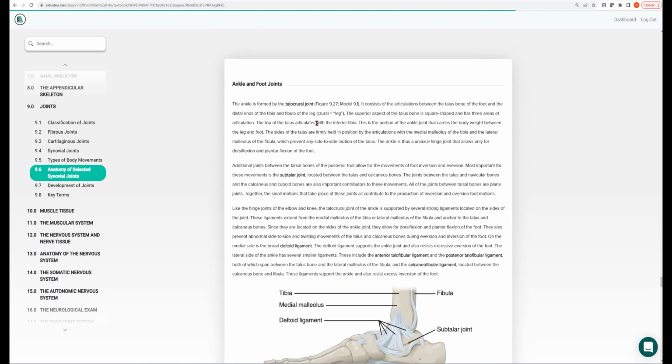Lastly, we're down in the ankle and foot. The ankle joint is better known as the talocrural joint. Talocrural, why? It is the talus connecting up to the crural region of the leg. Remember, that's the front, the shin, if you will, of your lower leg. And this is really an articulation between the talus bone as well as the distal ends of the tibia and the fibula.